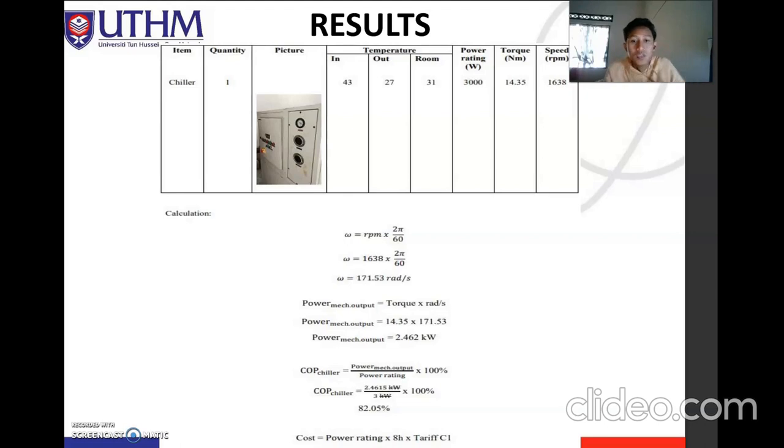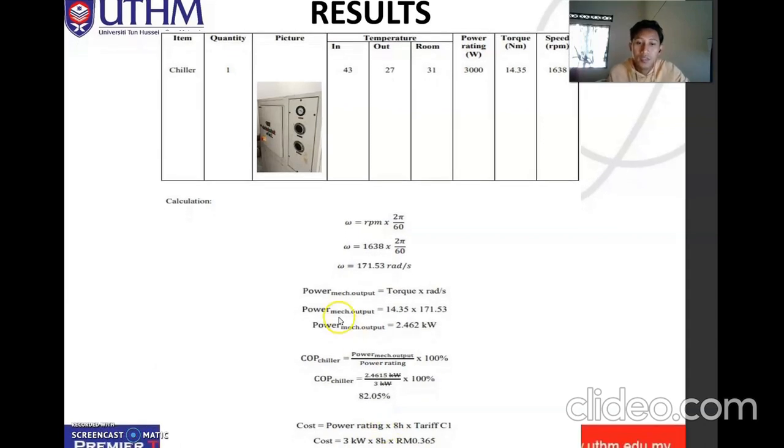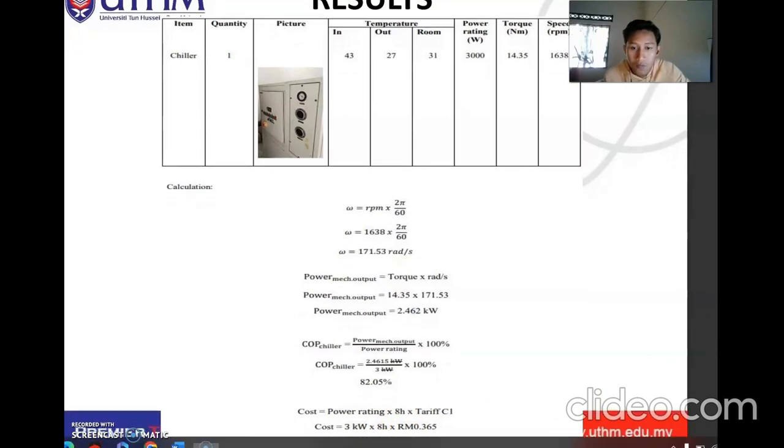And the cost is the power rating times 8 hours, and the tariff C1. So the cost is equal to 3 kilowatt, times 8 hours, times 0.35, and we are going to get a total cost of about 8 ringgit and 76 cent per day.